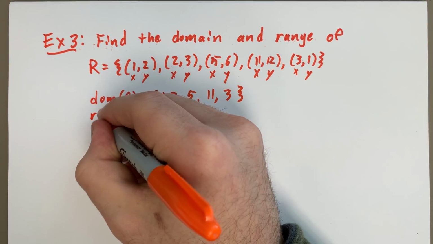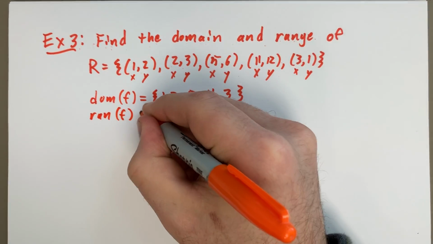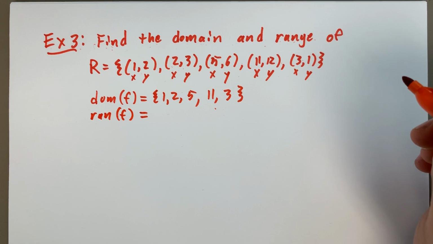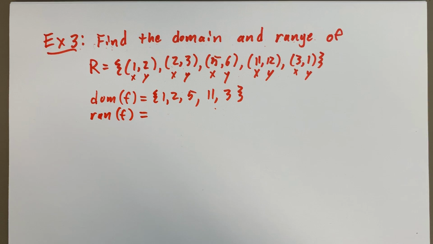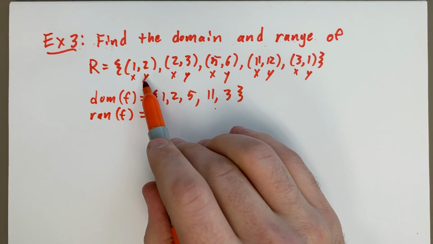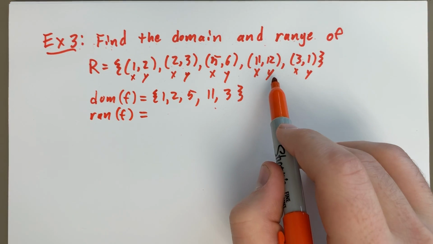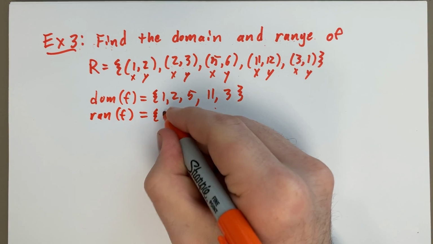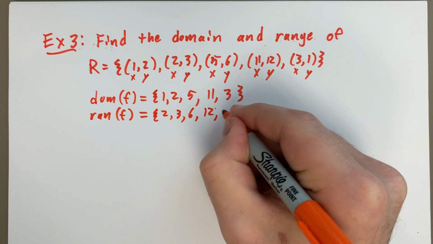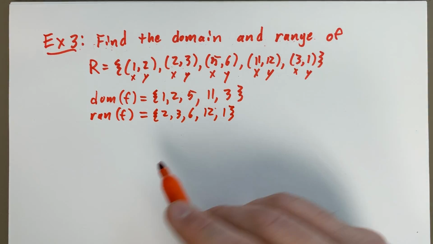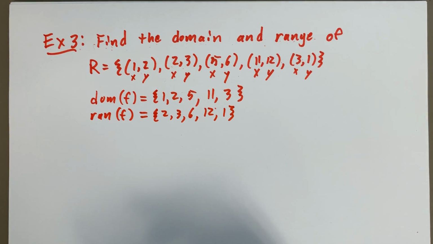Okay, range. Range is the set of all possible outputs or y values that come out of your function. So in this case, what are the possible y values? 2, 3, 6, 12, and 1. So we just write those out. 2, 3, 6, 12, and 1. All the y values. Domain is all the x values, range is all the y values.